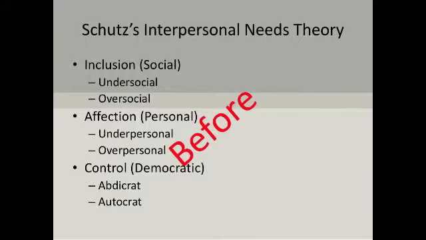But here's an example of Schutz's interpersonal needs theory. The big concepts are that we have a need for inclusion, affection, and control. And within each of those concepts, there are sub-concepts. So someone who has a less developed need for inclusion is under-social, a need for too much inclusion or too great a need is called over-socialization. You can see for affection, underpersonal, overpersonal, and in terms of control, abdocrats and autocrats.